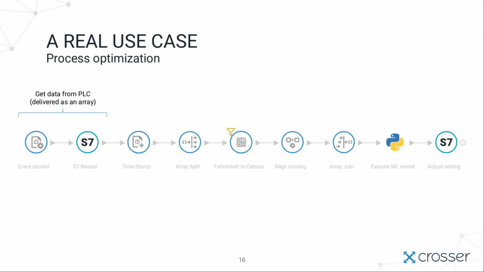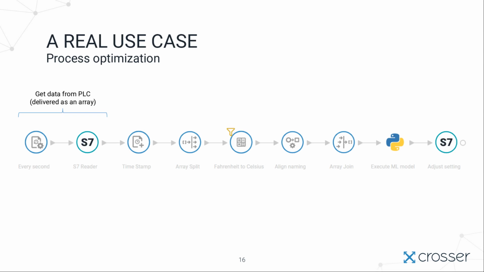So we start by getting data from a PLC. We haven't covered input modules, but this is a PLC input module getting data from a Siemens S7 PLC. So here we get data as an array. We read multiple registers in this PLC and get data as an array. There is no timestamp with this data since the PLC doesn't provide that. So we start by adding a timestamp with the current time to the data so we know when it was captured.